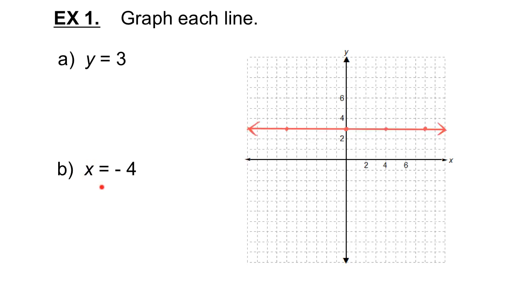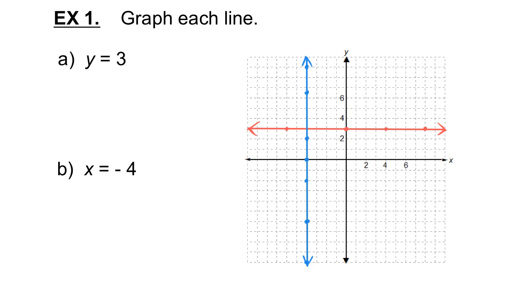Now this x equals negative 4. Well, it doesn't say anything about y, but x is minus 4. So that's over here. X is equal to negative 4 everywhere on the line. So x is equal to negative 4 all the way down here, up here, here, here, here, and here. So that is the vertical line, x equals negative 4.